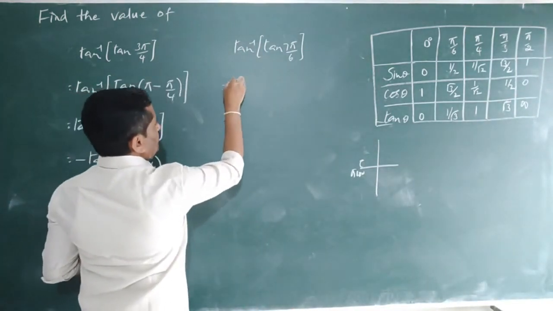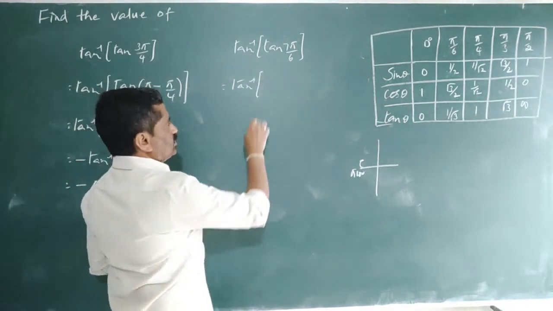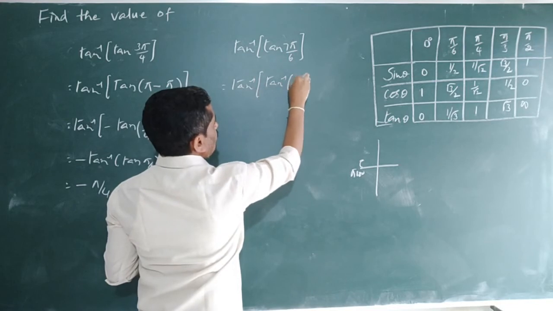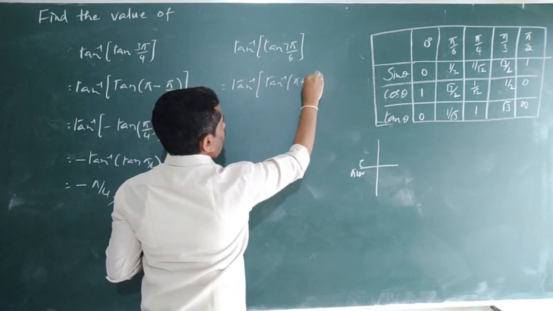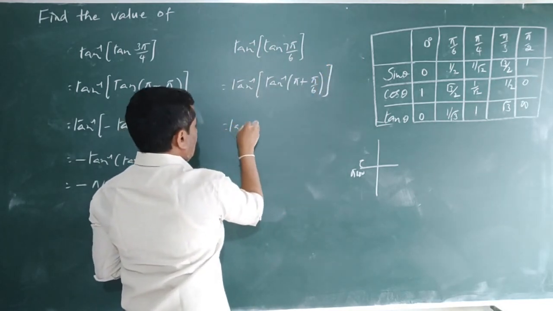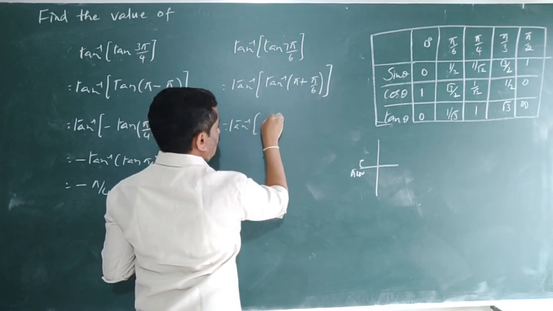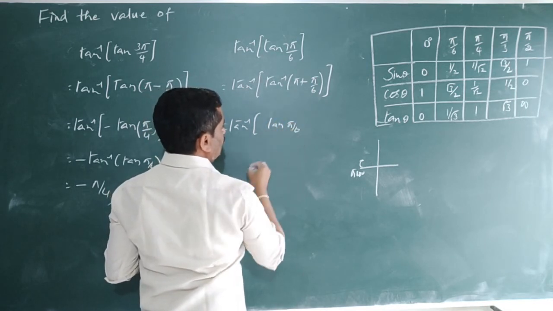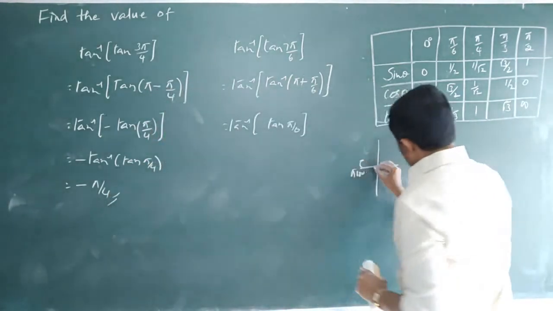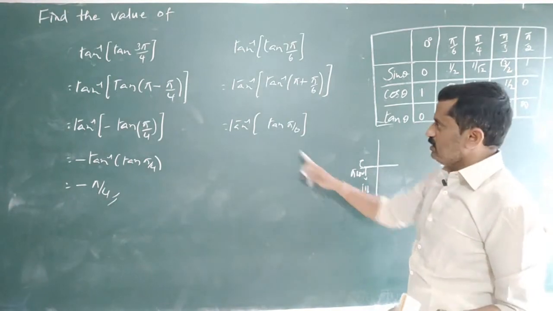Next, that is tan inverse of. Again, this is not in the range. Therefore it can be written as what? Tan inverse of pi plus pi divided by 6. That is equal to tan inverse of tan of pi plus pi by 6, that is tan pi by 6. Here the sign is positive because tan of 180 plus means what? It comes in which quadrant? Third quadrant. There, what is tan? Positive.